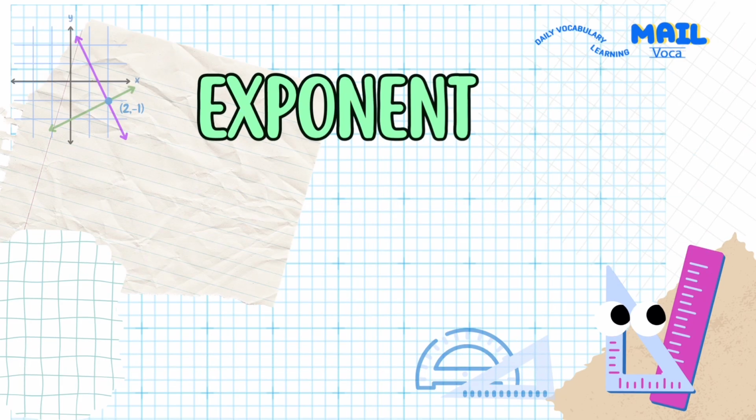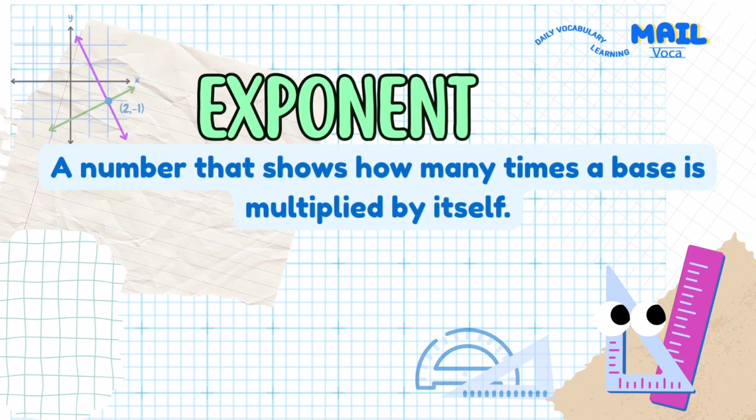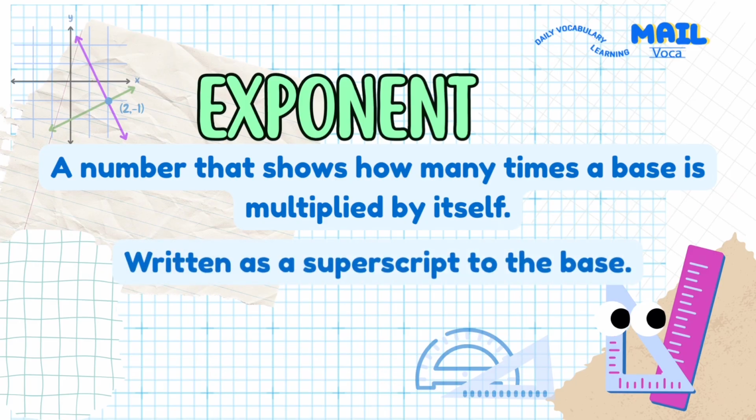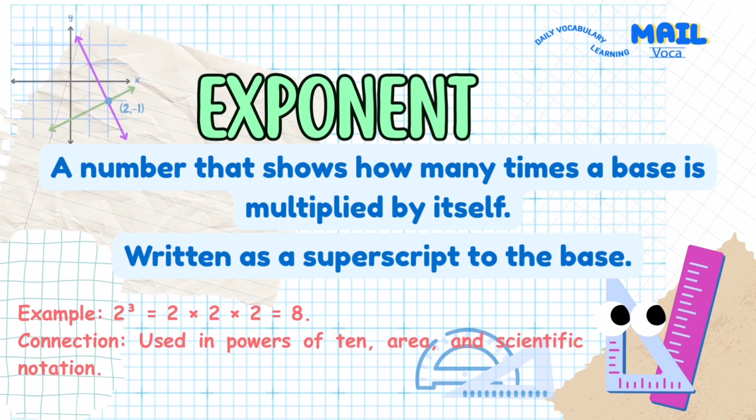Exponent. A number that shows how many times a base is multiplied by itself. Written as a superscript to the base. Example, 2 to the power of 3 equals 2 times 2 times 2 equals 8. Connection, used in powers of 10, area, and scientific notation.